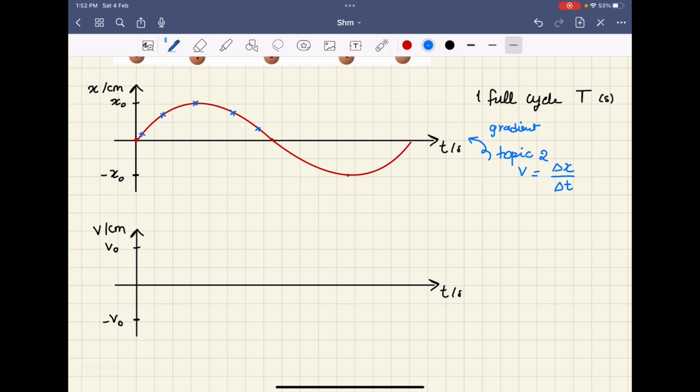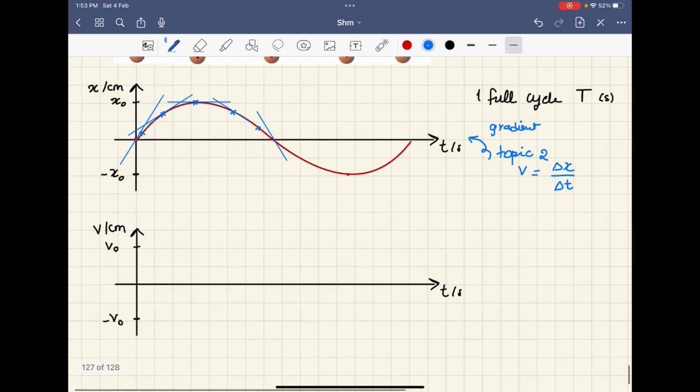Take for instance the gradient at this point here. The gradient is the tangent at this point, and it shows a very high gradient. As we trace it, you can see that the gradient gets smaller. The gradient at this point is equal to 0. The gradient then starts to increase again, but in the negative sense, and becomes extremely steep at this point. The gradient at this point and that point are the steepest, which shows the maximum velocity.